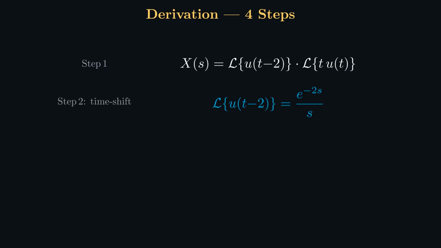Step 2. Use the time shift property. L of u of t minus 2 equals e to the minus 2s over s. The exponential comes from the delay of 2. The 1 over s is the Laplace of u of t.